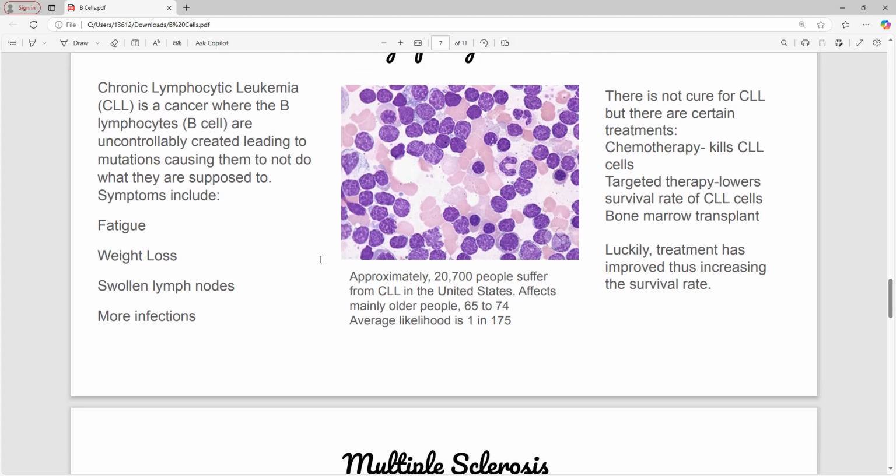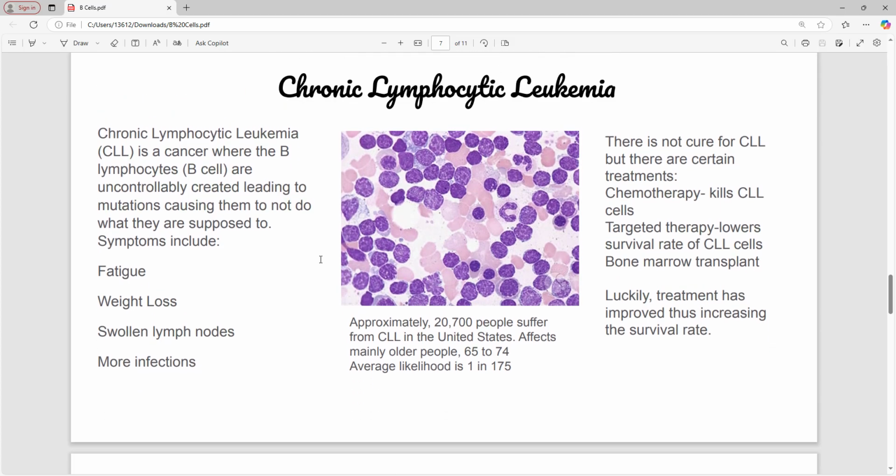Some symptoms include fatigue, weight loss, swollen lymph nodes, and more infections. Currently, there is no cure for CLL, but there are treatments like chemotherapy, which is the process where it kills the CLL cells, targeted therapy, and bone marrow transplant. Also, speaking of bone marrow, that's usually the place where B cells are created, which is why this part is leading to this.